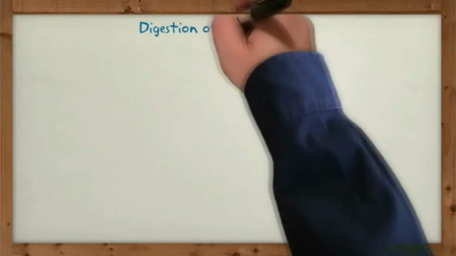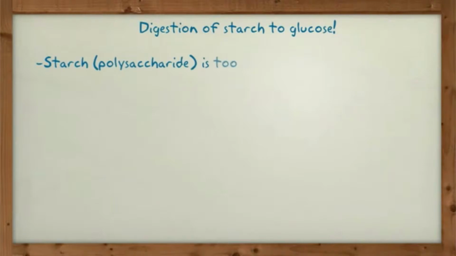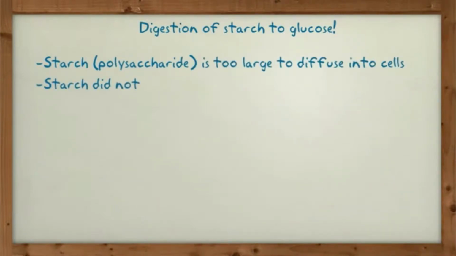The digestion of starch to glucose. Starch is a polysaccharide and its size is too large to diffuse into cells. In this lab, it shows that starch does not cross the semi-permeable membrane.